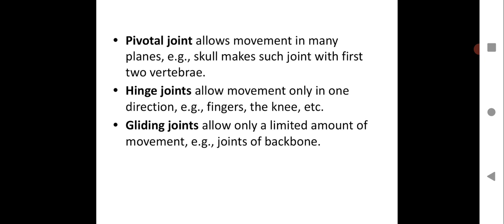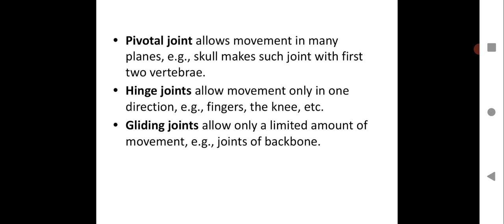Hinge joint: you have seen the hinges of a door, how it works. Similarly, these joints also work. It allows movement in one direction. How can you move a door? Because of the hinge present there, and you can move in one direction because of the hinge. Similarly, a hinge joint allows movement only in one direction. Here you have very good examples: fingers, the knee, etc. You can try yourself, children, but please do only the movement which is possible.